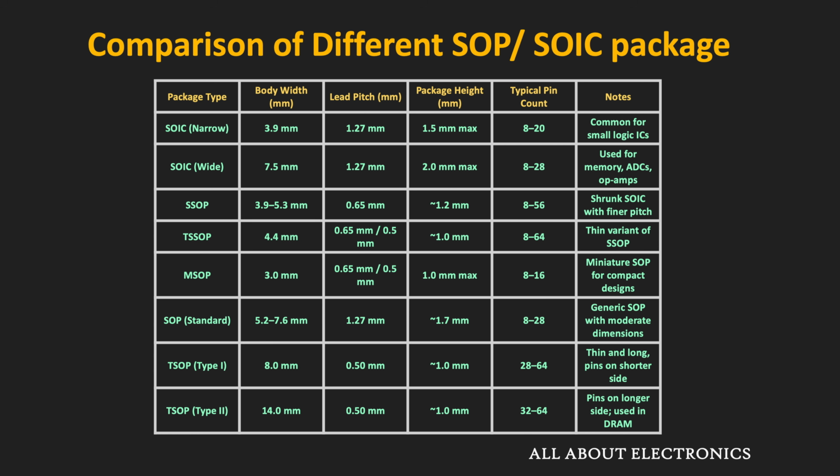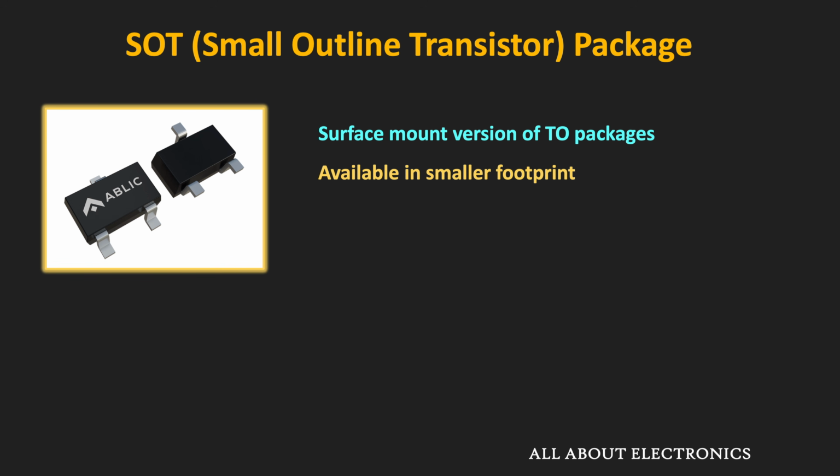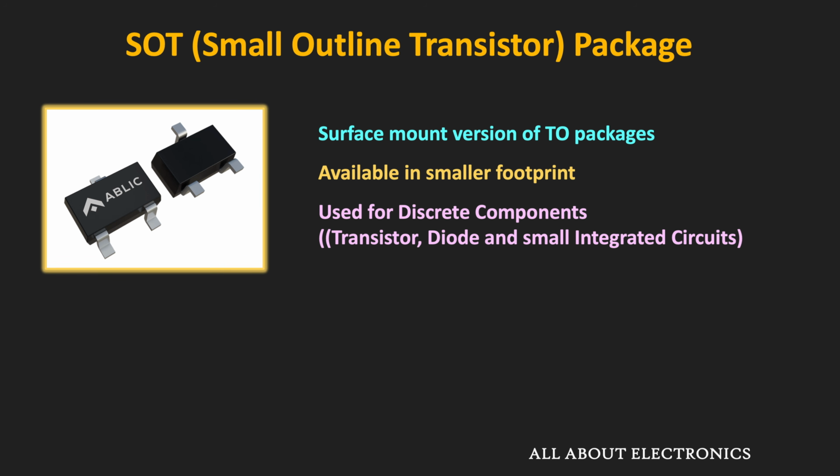So similar to the SOIC and the SOP package, another surface mount package is the SOT package. Basically, it is the surface mount version of the TO package. Earlier we have seen that in TO package, most of the variants are through-hole packages. But this SOT is the surface mount version of the TO packages that is available in a smaller footprint. And similar to the TO package, this package is mainly used for discrete components. In this SOT package, the 3-pin package is the most common, but typically the pin count can vary from 3-pin to 8-pin.